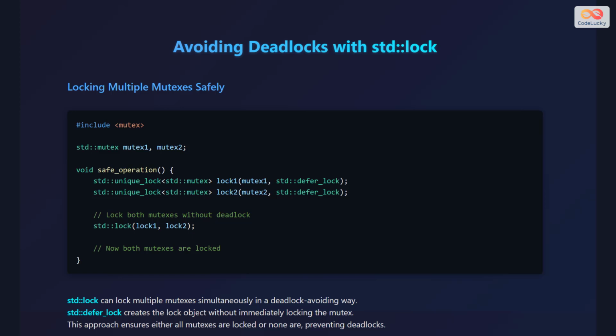The safe operation function uses std::unique_lock with defer_lock for both mutexes. std::lock is used to lock both mutexes without causing a deadlock. std::defer_lock creates the lock object without immediately locking the mutex. This approach ensures either all mutexes are locked or none are, preventing deadlocks.